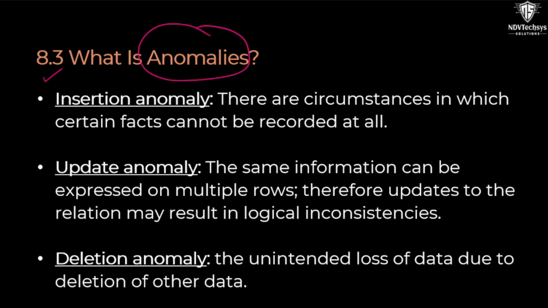Now, when it comes to update anomaly, this happens when updating the same information in multiple rows doesn't happen consistently, creating conflicting data within your database. And lastly, deletion anomaly. Now, in this case, deleting specific data unintentionally removes other important information, resulting in unintended loss of data.